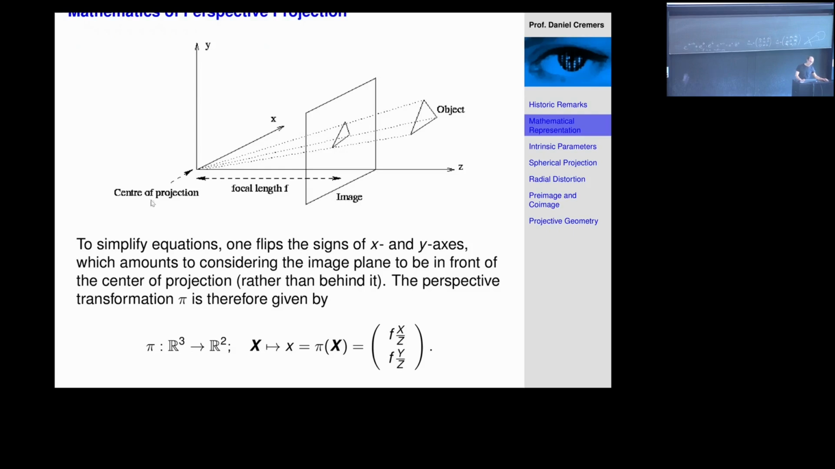As I said, usually the screen would be behind the center of projection, so the rays would go through the pinhole or the lens and then project onto a screen behind, but for simplicity, we'll just put everything forward. That way we don't have the minus signs in our projection equation.